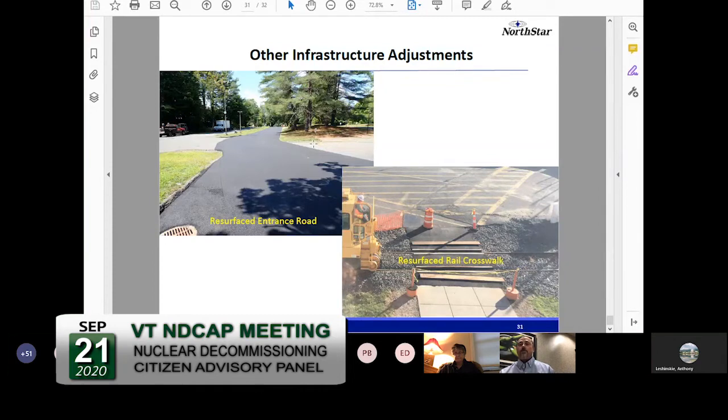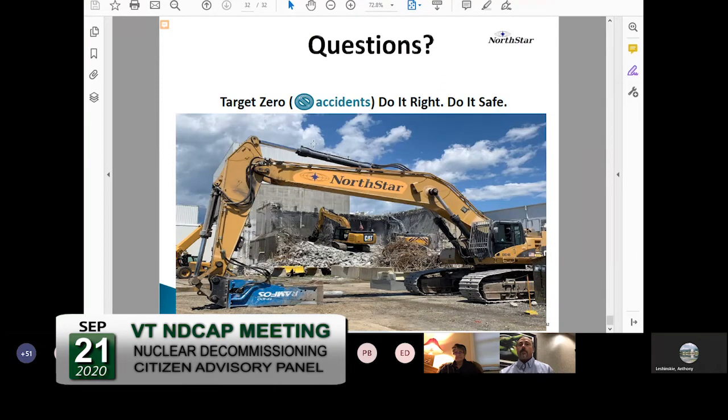Next slide, please. All right, so there's the same picture we started with. And now with a little context, you can see clearly what it is. It's actually the advanced off-gas building being demolished by some large machines.